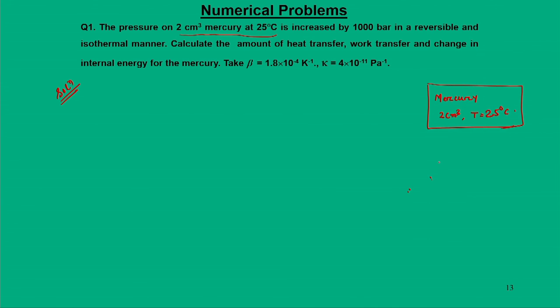And this is available to us, and we need to find out this pressure is increased to 1000 bar. So, final pressure becomes 1000 bar. Okay. So, we need to find out through this change in the pressure what happens to Q and what happens to W.